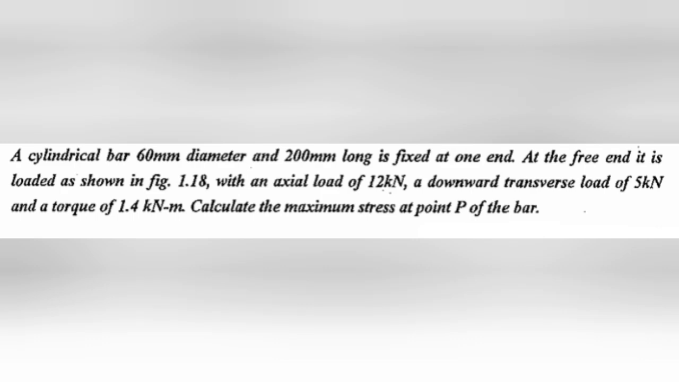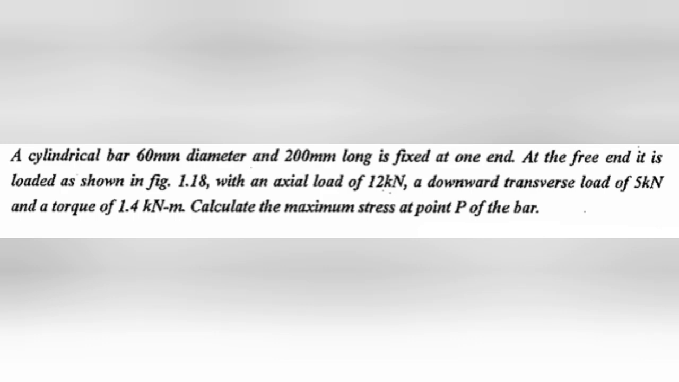Okay, we have a cylindrical bar of diameter 60 mm and it's 200 mm long, and it's fixed at one end, just like a cantilever beam. We have one end fixed or hinged. At the free end, on the other end, the non-hinged part, it is loaded with an axial load of 12 kN and a downward transverse load of 5 kN. In addition to that, a 1.4 kN meter torque is also applied to this bar. So we have to find the stress at a point P of the bar.